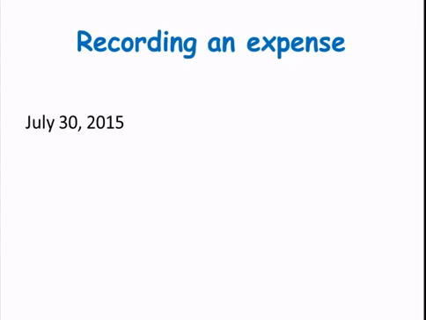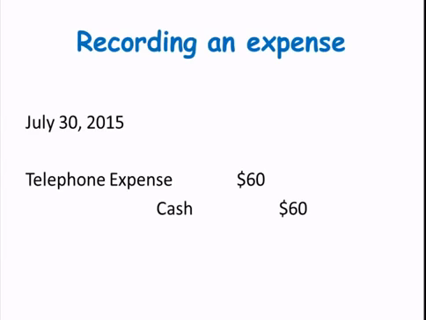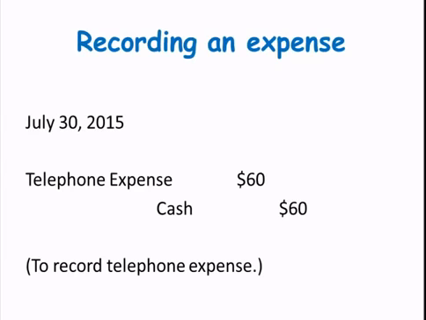Say the doctor is cutting his check on July 30th, and the telephone bill is for the month of July. We'll put July 30. We'll debit telephone expense for $60. Let's say the bill came out to $60. We'll credit cash for $60 because cash decreased. $60 equals $60. Our debits equal our credits. Our journal entry balances. And finally, our explanation to record telephone expenses.